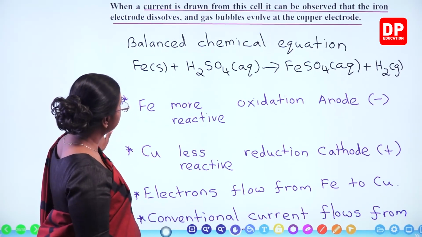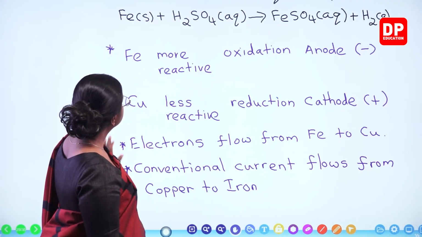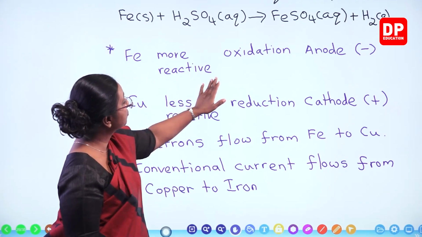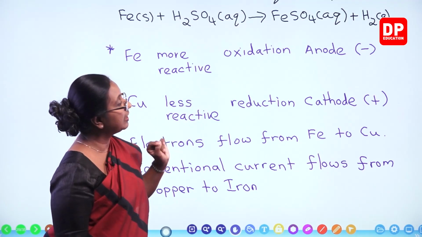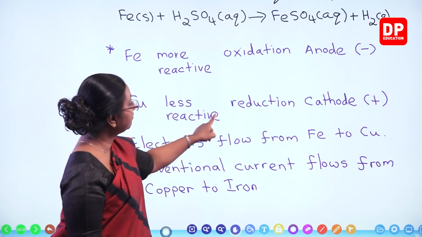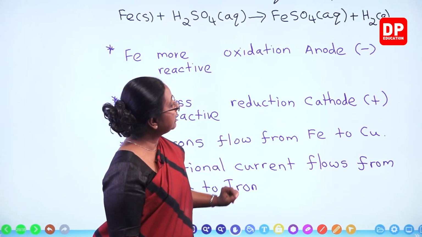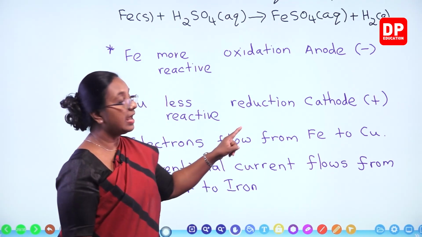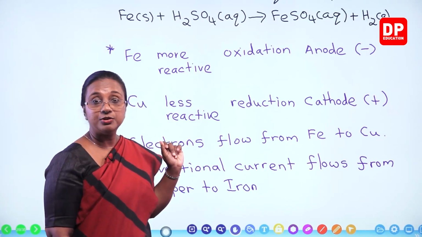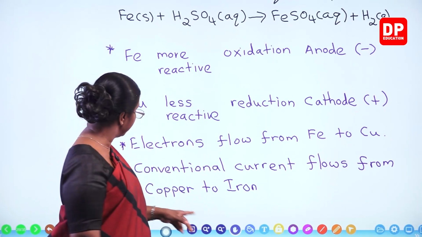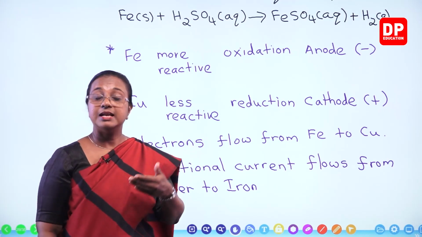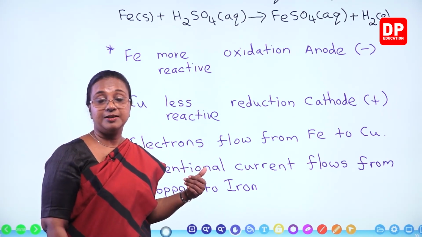And here again, to summarize, these are the things you have to remember. Iron more reactive, so oxidation occurs there and it becomes the anode and negative terminal. Copper is less reactive, reduction occurs there and it becomes the cathode and it is the positive terminal. And electrons flow from iron to copper, that is negative to positive, and conventional current flows from copper to iron, that is positive to negative.